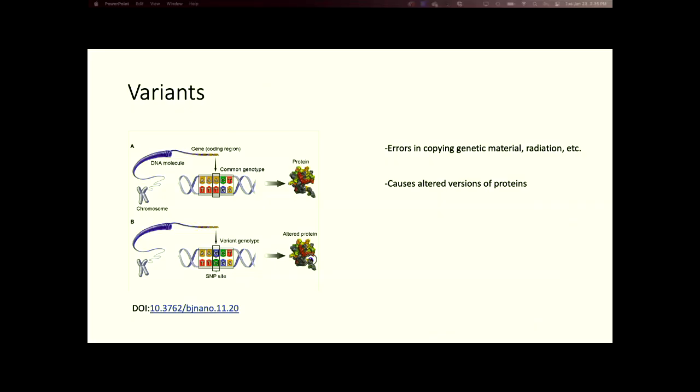Unfortunately, things are more complex than that system I just described. Besides having different genes that can control things, we can have variants in genes that cause different alleles to arise in a population. Mass media would call a variant a mutation, and these can arise through errors in copying genetic material, radiation, etc. This causes altered versions of proteins.